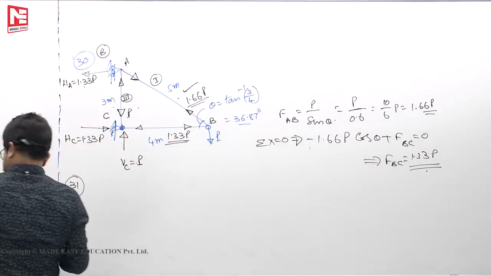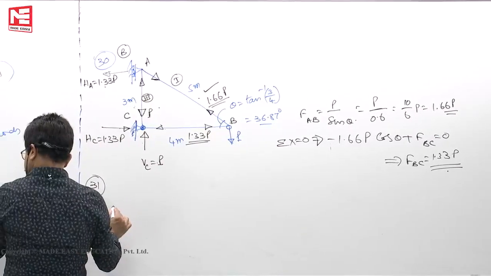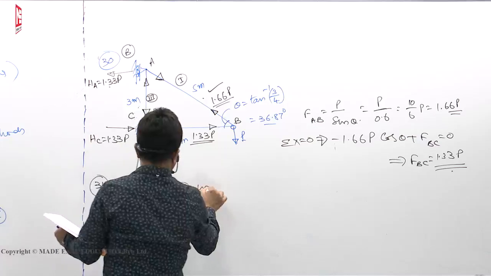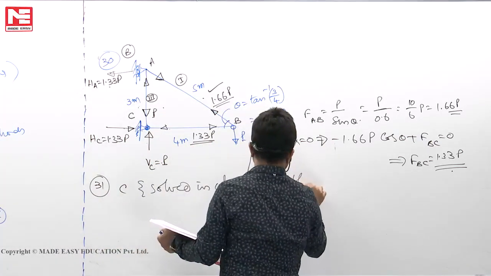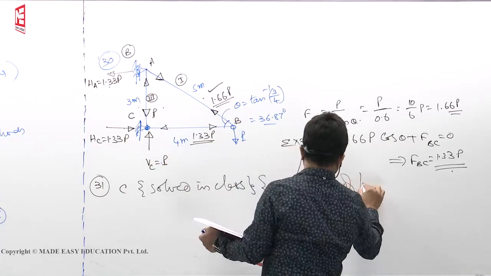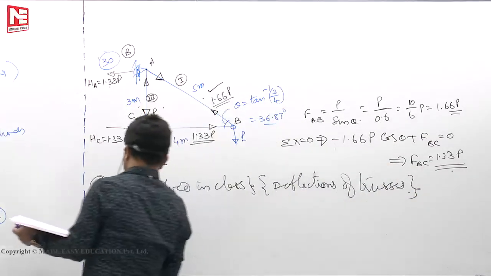Next, 31 we solved in the class. You get around 30 mm. Which chapter? Deflections of trusses chapter. Next, 32.